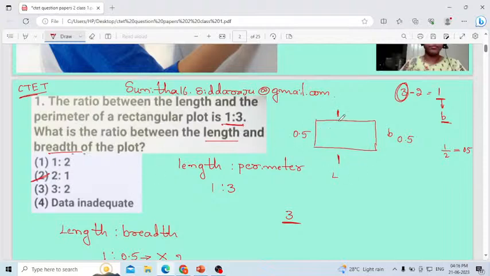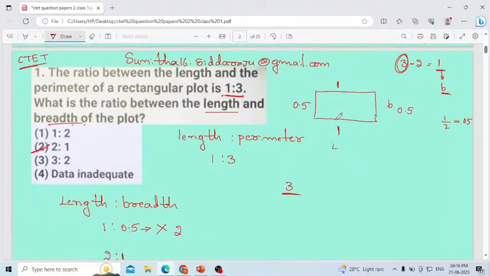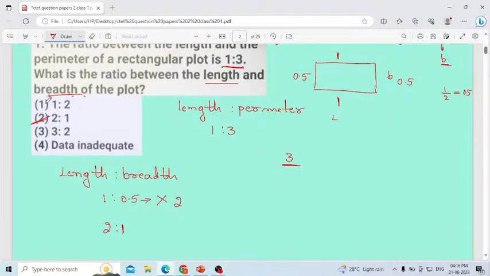Therefore according to this value, consider the length and breadth. They are asking the ratio here. Length is 1, breadth value is 0.5. Multiply this with 2 because we don't have any options here. Multiply by 2: 2 ones are 2, and 0.5 into 2 is nothing but 1. The value we have here is 2:1. This is the simple, logical method; otherwise you can consider a shortcut.